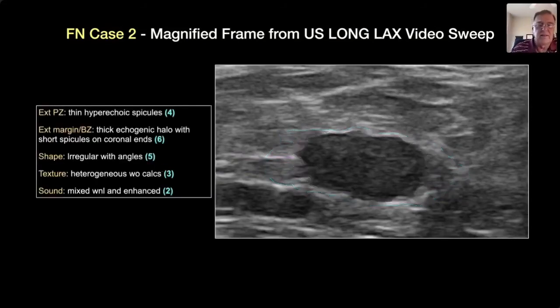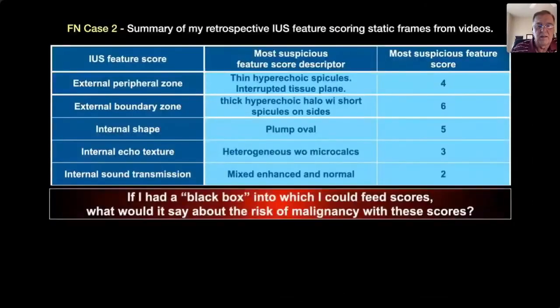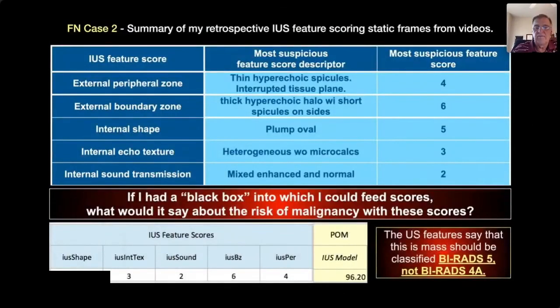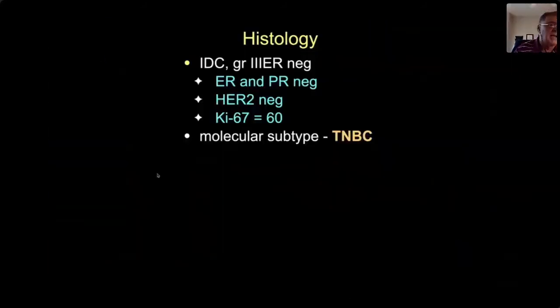This is going to be very similar to the other case. Once I plug this into my regression equation, I'm going to get a BI-RADS 5 likelihood of malignancy. I mean, greater than 95, or 95 or greater is BI-RADS 5, not 4A. So what we're seeing again is the same three things over and over. Overuse of the oval shape, inadequate recognition of the thin echogenic capsule, and complete blindness to the hyperechoic spicules. Nobody's looking in the surrounding tissues.